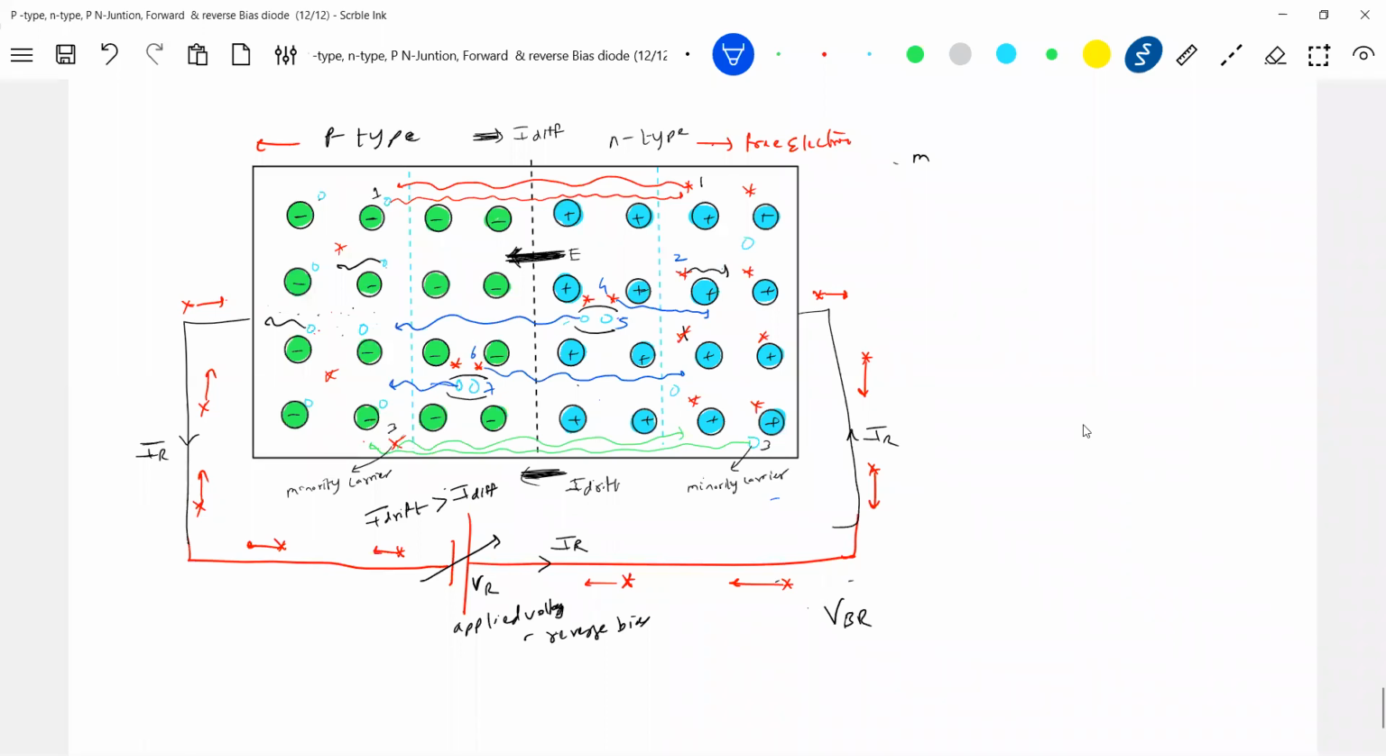So as I increase the reverse bias, the width of depletion increases. As the width of depletion increases, the amount of charge present in the depletion layer will increase. Let me give some symbol X here. So let me summarize: as VR increases, X will increase. Okay, fine. As X increases, what will happen to the charged layer?